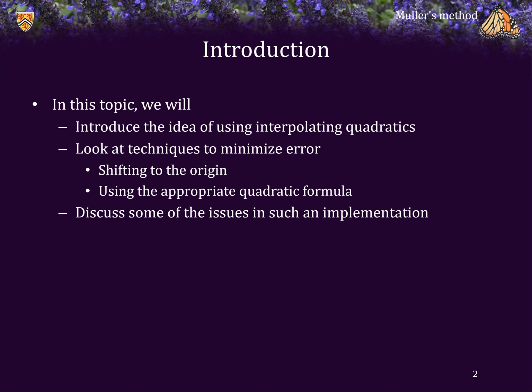So in this topic, we will introduce the idea of using interpolating quadratic polynomials to approximate the root of a real valued function of a real variable. We will look at techniques for minimizing the error as a result of using interpolating quadratic polynomials, including shifting the problem to the origin and using the appropriate quadratic formula. We'll also discuss some of the issues with such an implementation, as well as the rate of convergence.